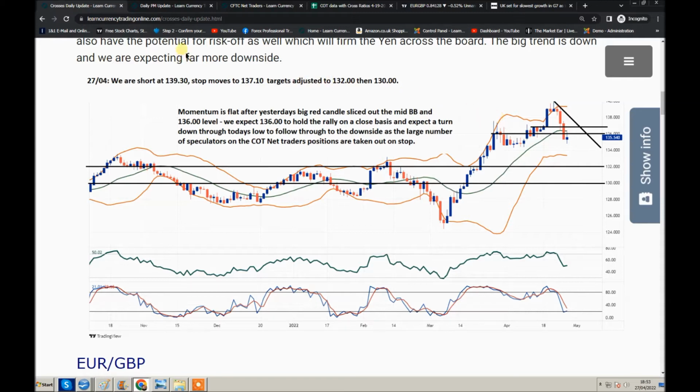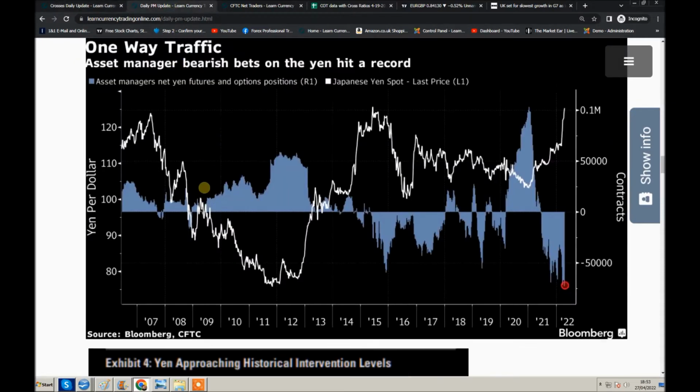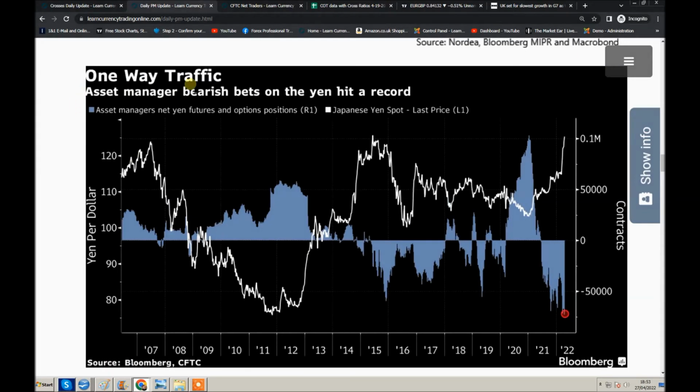positions. Now, I just want to show you a chart, and this one says one-way traffic. This is just generally the asset managers, big money, on the COT net traders positions. They had bearish bets at a record at the end of last week. This is just generally against other major currencies. The yen is just very oversold generally.